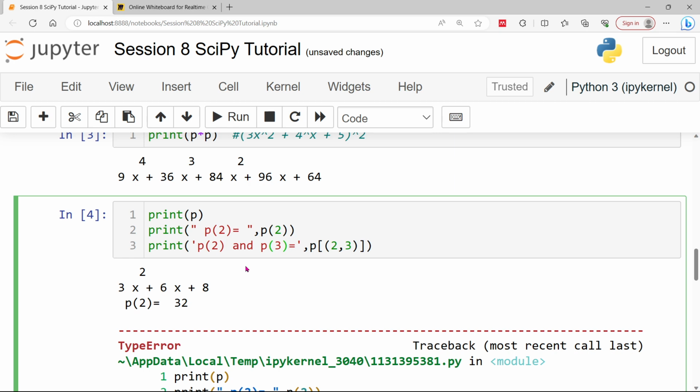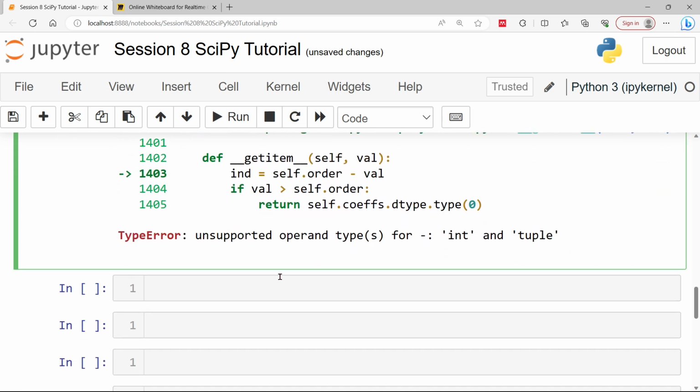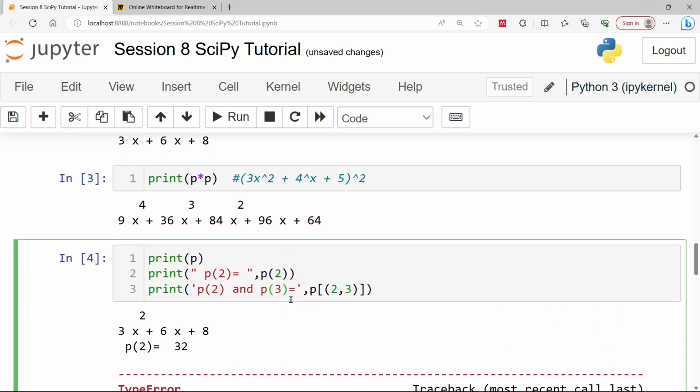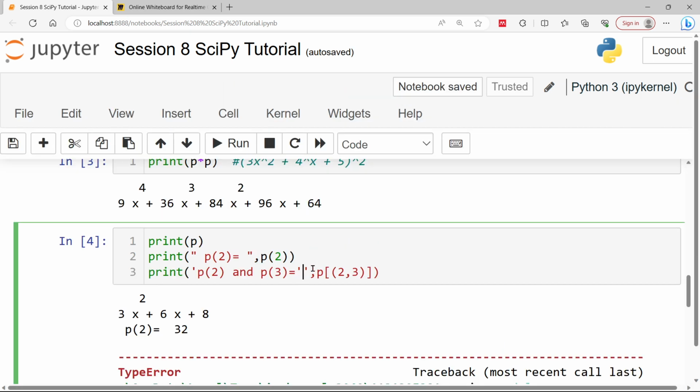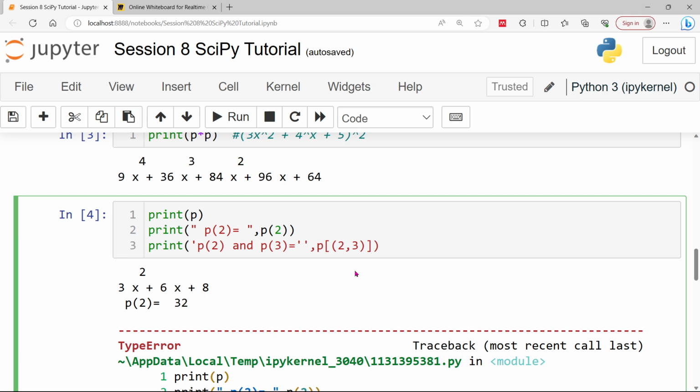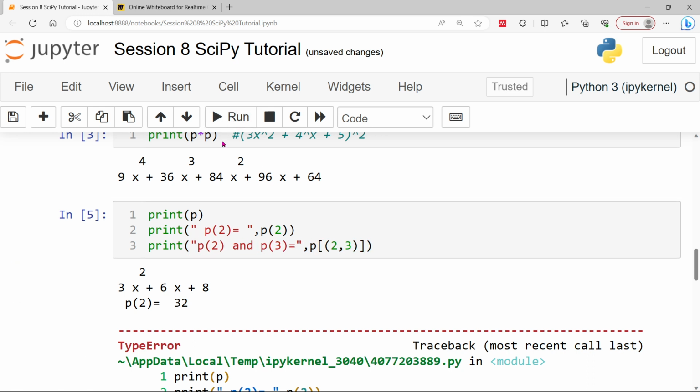Okay, so maybe this is double quotes, and here I am having double quote. Let me run this code.